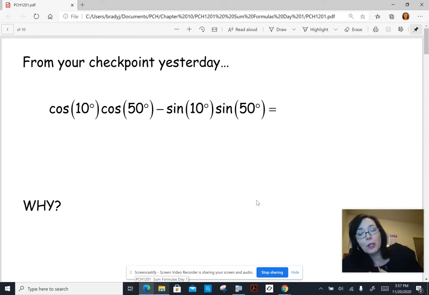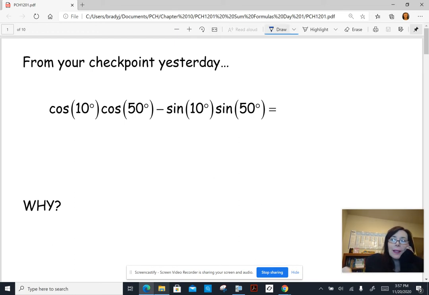Okay, so hopefully you did your checkpoint and you noticed that there are some super cool things. So this turned out to be the cosine of a 60-degree angle, which is, what's cosine 60? So there you go, that's a half.